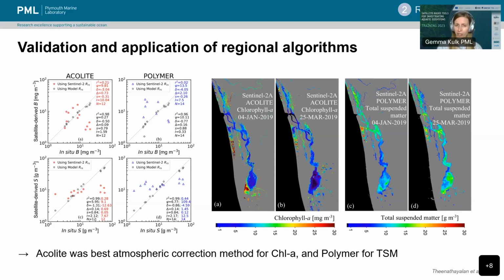The figures on the right show an example of the application of the selected regional algorithms and the best performing atmospheric correction scheme for both chlorophyll A and total suspended matter, with examples for two different days in Lake Vembanad.